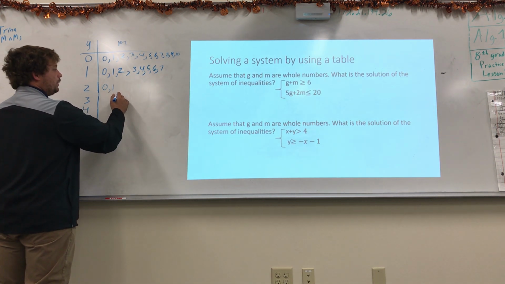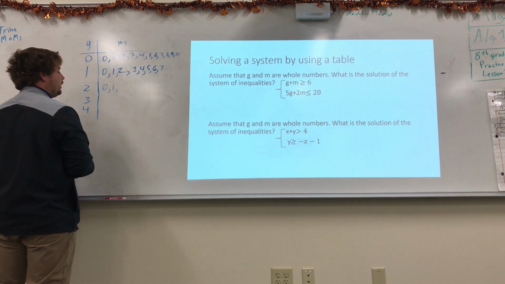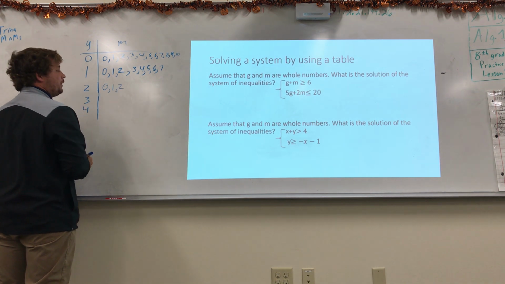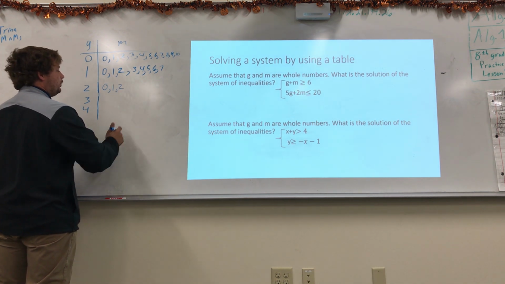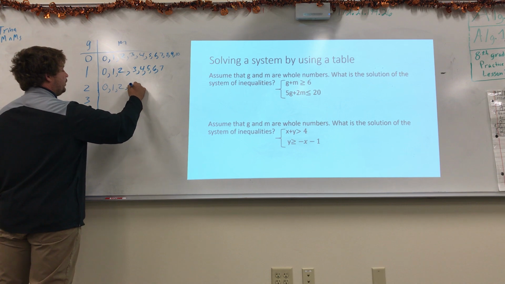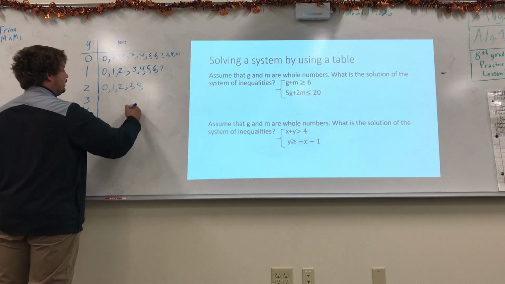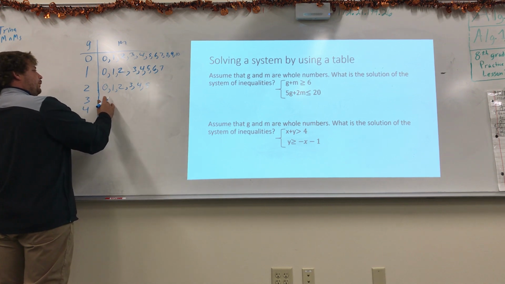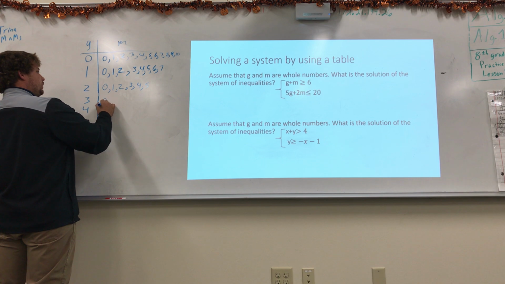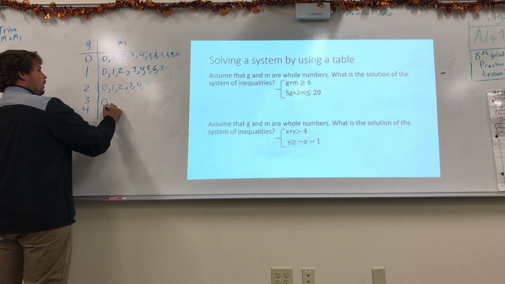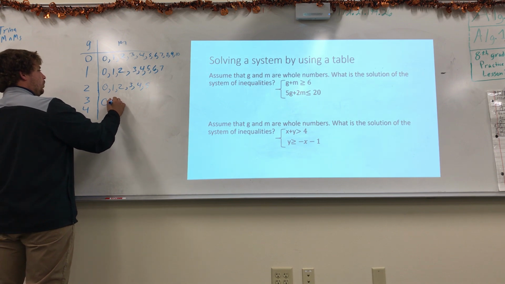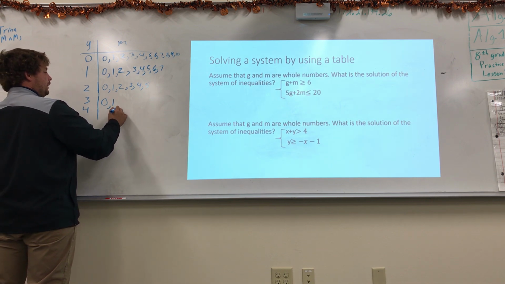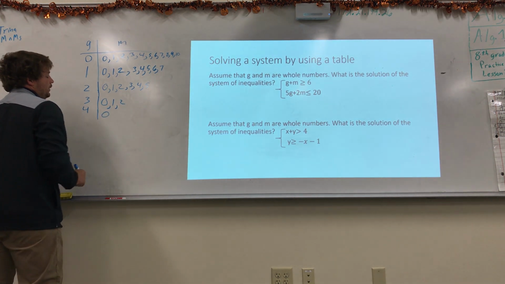1 will work because it'll be 12, which is less than 20. 2 will work because you have 10 plus 4, which is 14. 3 will work because it's 16. 4 is 18. And 5 will work because it makes 20. If you have 15, 0 would work, so that would be 15 is less than 20. 1 will work because that'll be 17. And 2 will work, and this one will be 0.